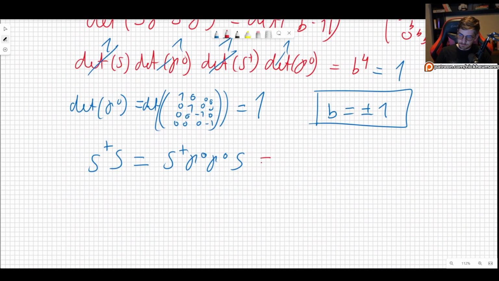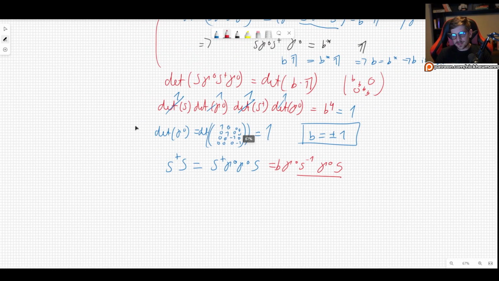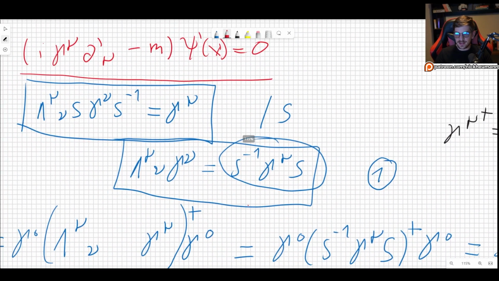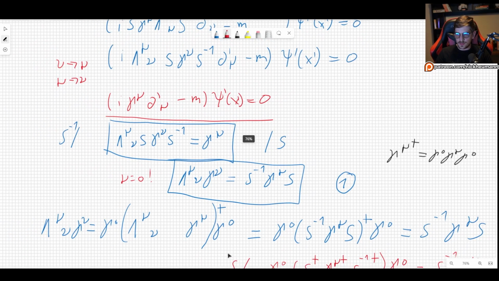So this is gamma 0, S to the minus 1, and we can just put the B in front, I guess. And then we have gamma 0, S. But this expression right there, we have also seen, even though in a bit of a different form. So let's go back to equation 1. It's exactly this, right? We have S to the minus 1, gamma 0, S. So that means this is this equation in the case where mu is equal to 0. So let's plug that in.